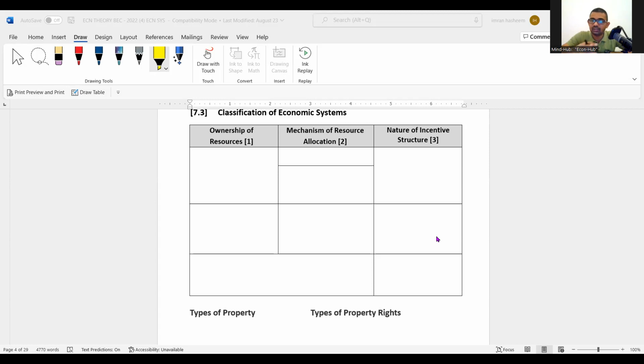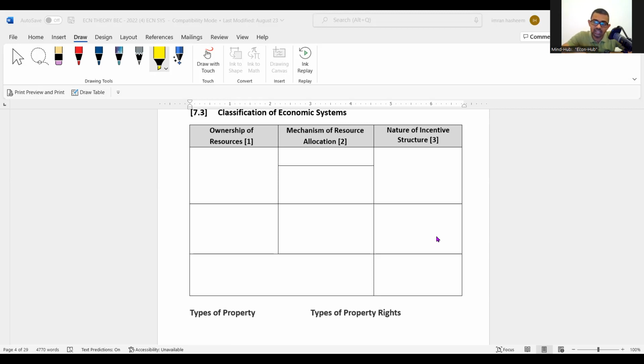Then if we use planning mechanism, plans, short-term, medium-term, long-term economic plans, to solve basic economic problems, that's called a command or centrally planned economic system. We have command economic system, which is central planning. Then we have something called indicative planning as well. Then we have mixed economic systems.